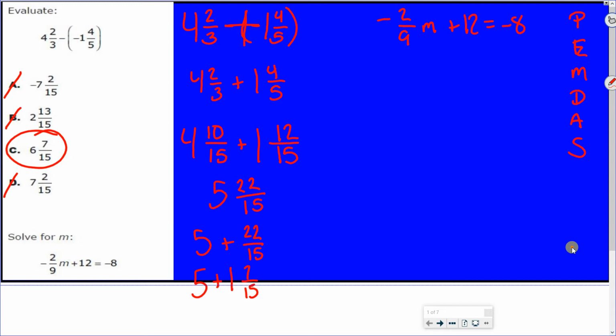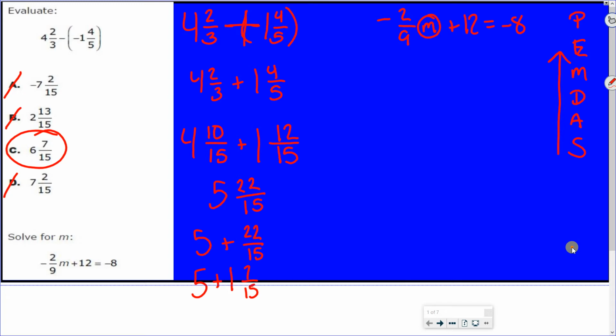Well, when we're solving 1 and 2-step equations, we actually go backwards. We start with the subtraction, addition, and then go to the multiplication and division. Okay, so we have to go backwards. Now, if you look, this is a negative 2/9 times m plus 12. The goal is to get this by itself. So I've got to start off with the addition and subtraction.